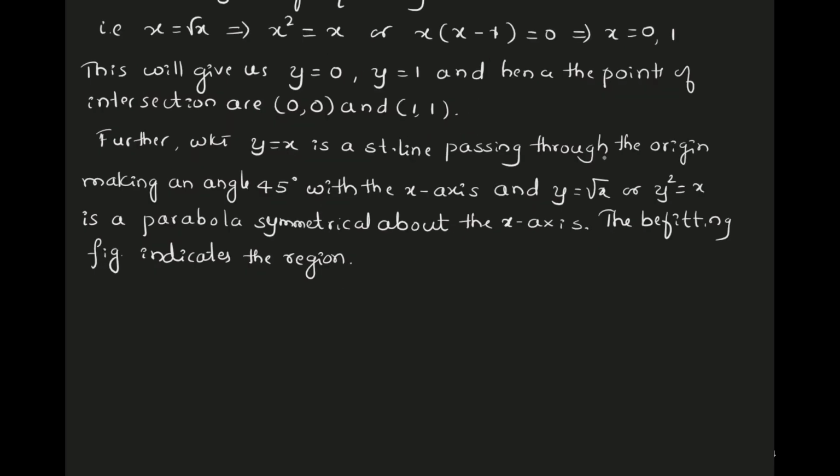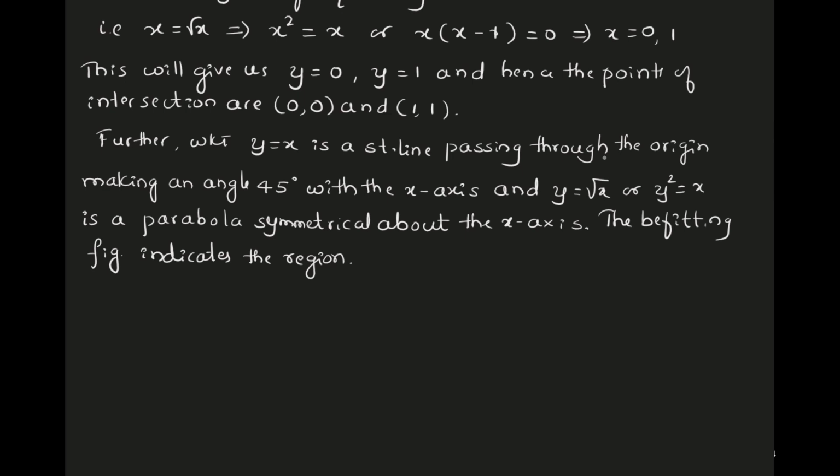Next, further we know that y equal to x is a straight line which is passing through the origin making an angle of 45 degrees with the x axis, and y equal to root x can be written as y square equal to x. y square equal to x is a standard curve, that is a parabola, but it is symmetrical about the x axis.